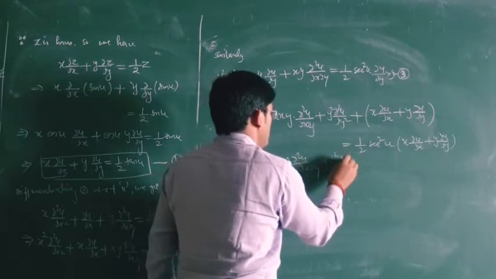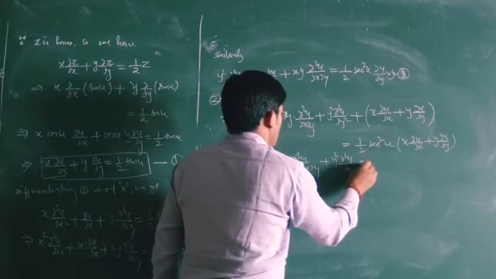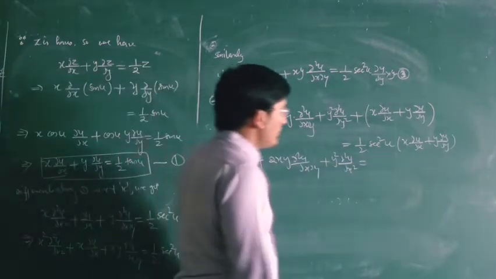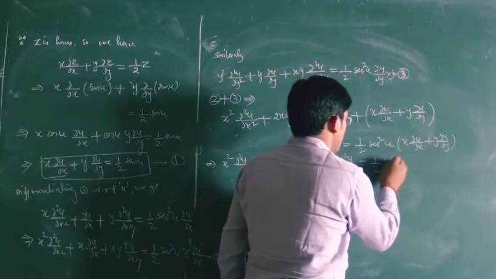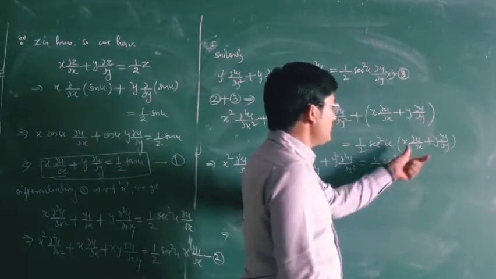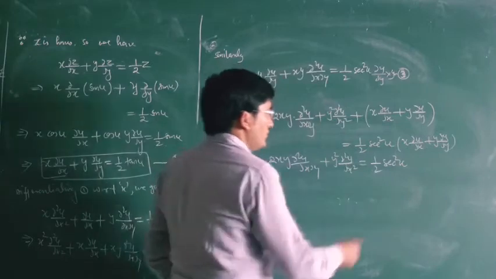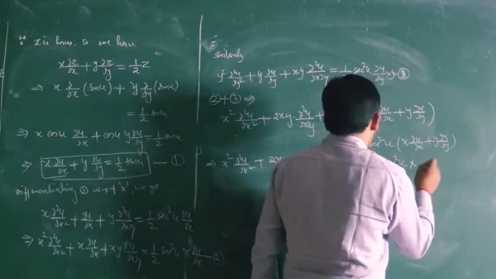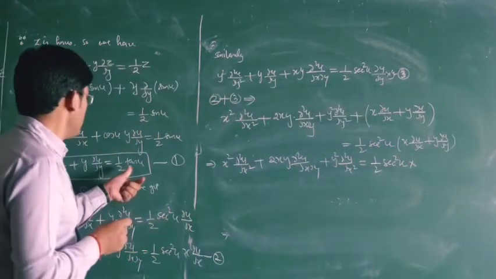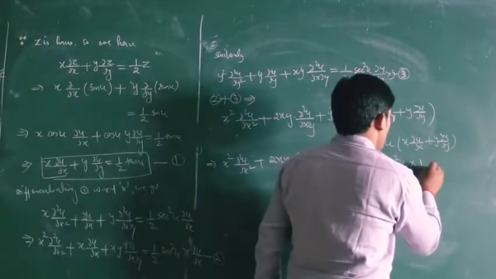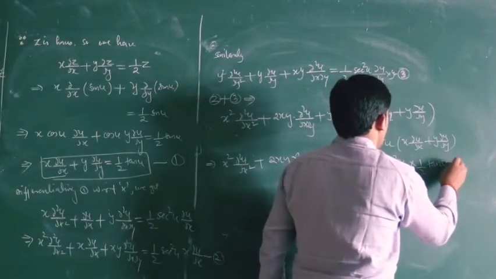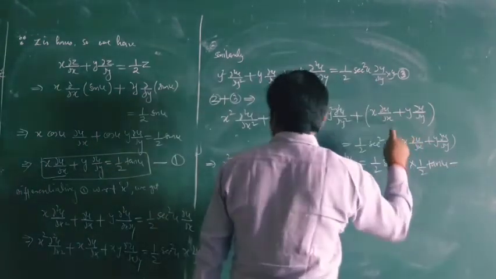So the summation of these three derivatives will be equal to half sec square u times this expression. Now this will be your n into u, so n is your half. The value of this expression was half tan u. So we have half tan u minus, again this is your half tan u.